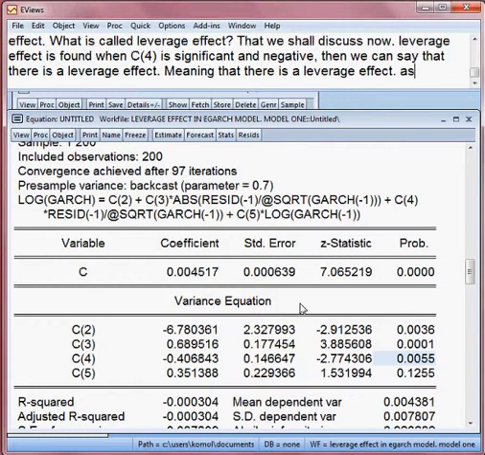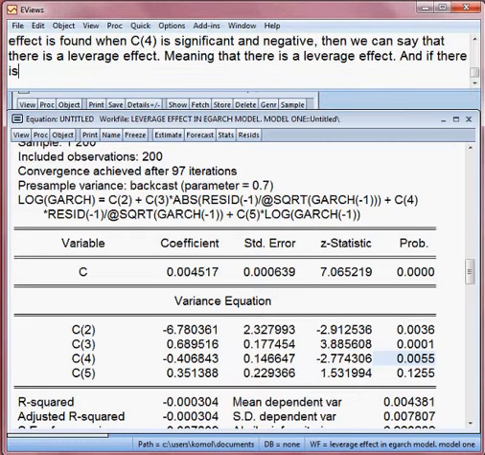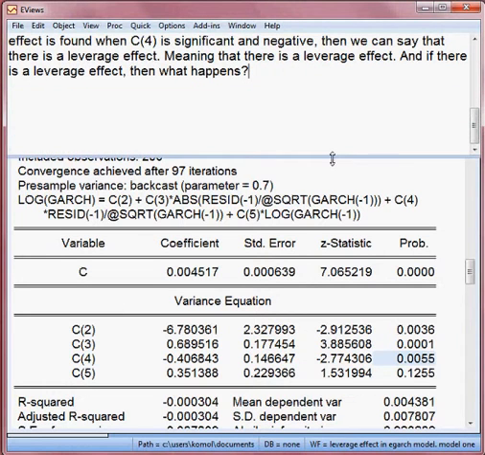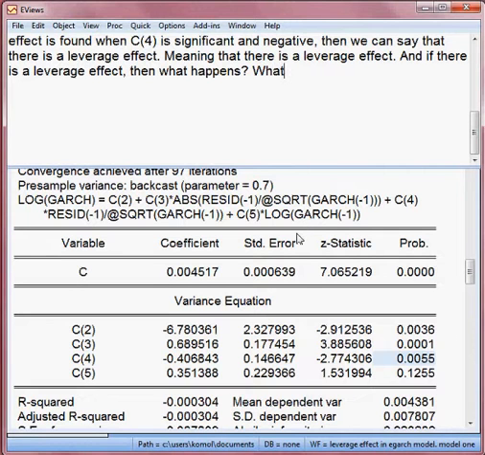And if there is a leverage effect, what happens? Okay, then what happens? So first I talk about what is leverage effect. Okay, what is leverage effect? So in this model, there is a leverage effect. Okay, what is leverage effect?